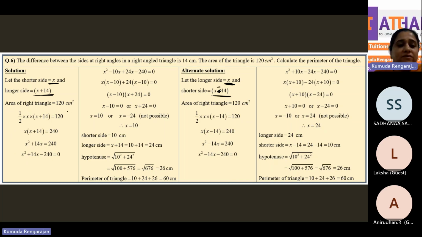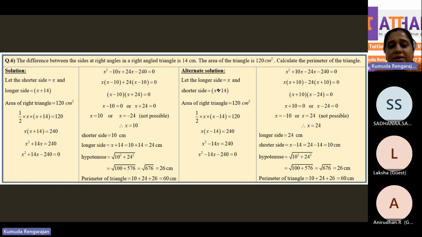Now the area of the triangle is given as 120 centimeters square. So the formula is half base into height. Leave the hypotenuse; the remaining two, the legs of the right triangle, can be taken as base and height. So half into x into x plus 14 is equal to 120. When you cross multiply, 120 into 2, 240, equals x into x plus 14.